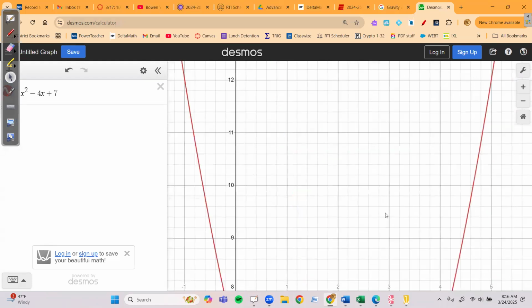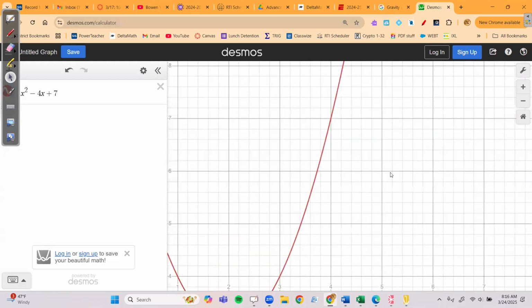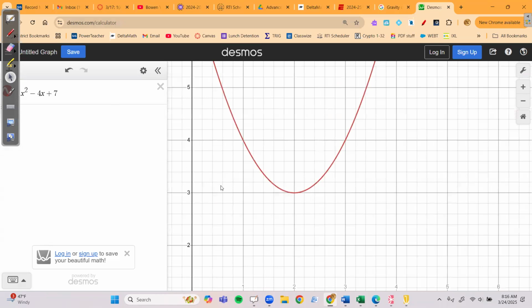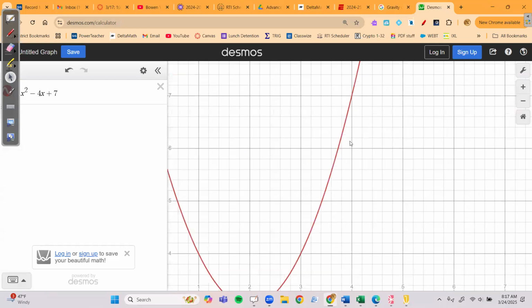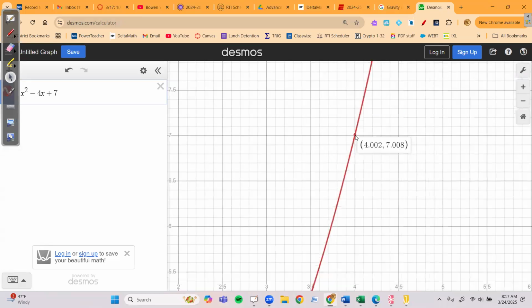Another point, Kane, are you paying attention? Yeah. Another point that we know it goes through is 2, 3. And I can zoom in on 2, 3. It's right here. Do you see it? And then another point that the graph goes through is 4, 7. And you can see that one right here.